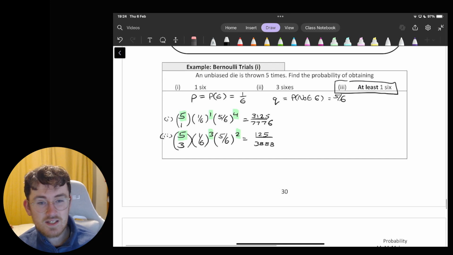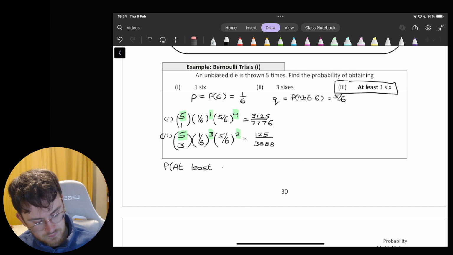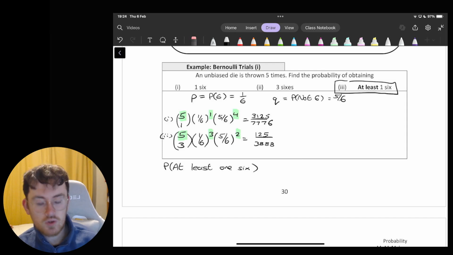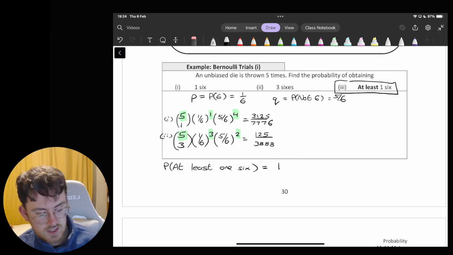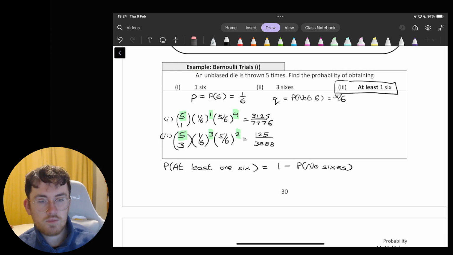So to calculate at least one six, we just have to have a small little think about what that means. The probability of at least one six means we cannot have no sixes. So the probability of at least one six is the same as 1 minus the probability of no sixes. Because if I remove the option of having no sixes, then I'm ensuring that every other possibility will have at least one six.